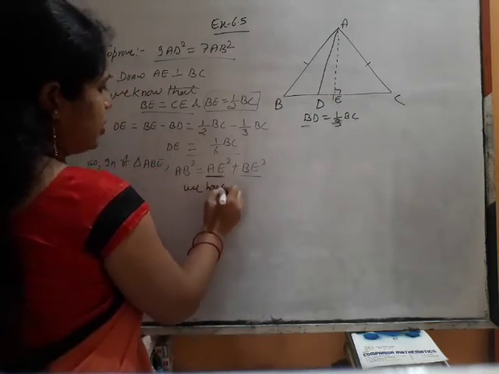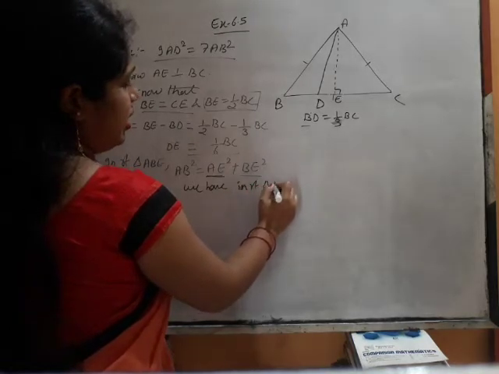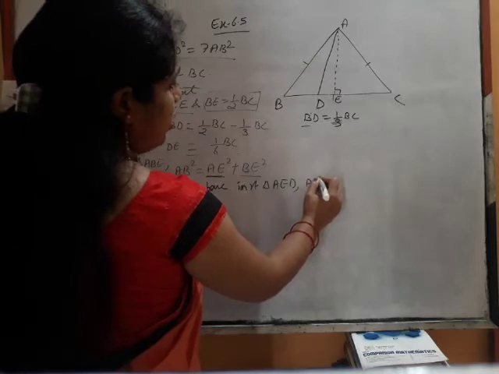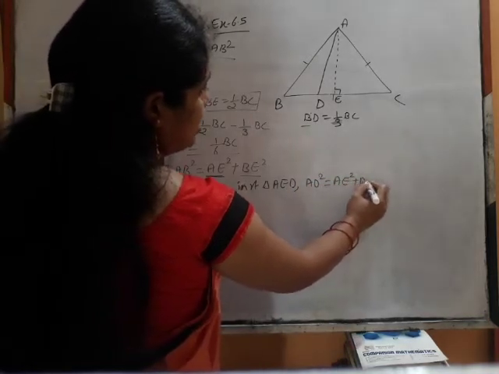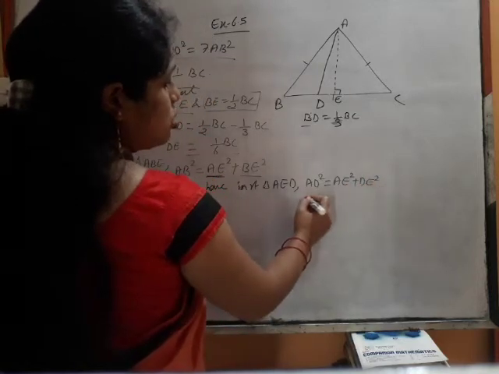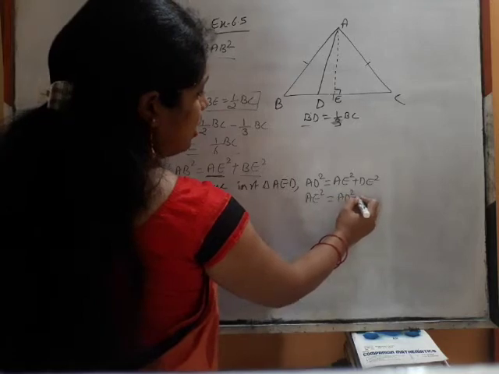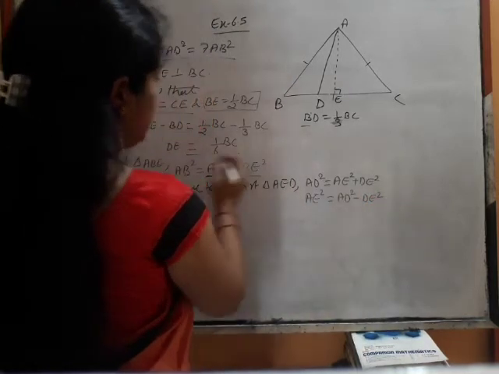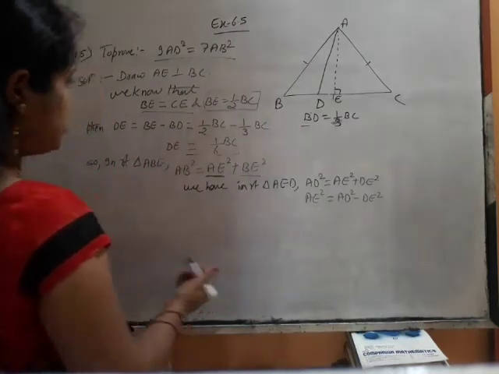So we have in right triangle AED, AD square is equal to AE square plus DE square. So we can change AE square is equal to AD square minus DE square. This DE we also have in the form of BC. So now it will become easier.